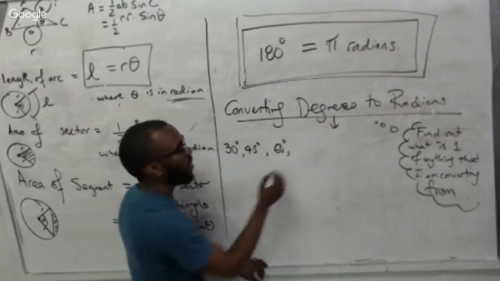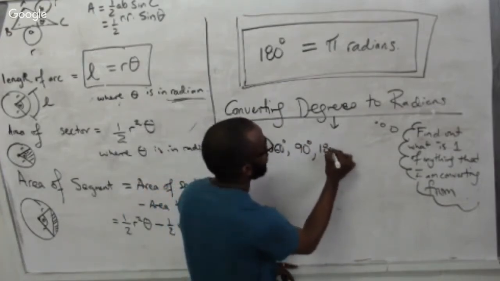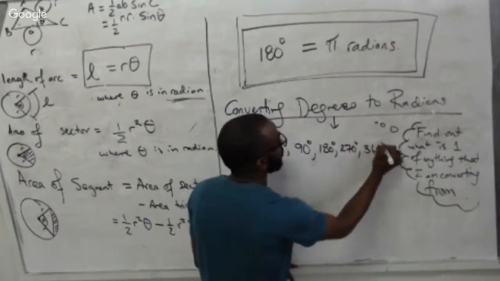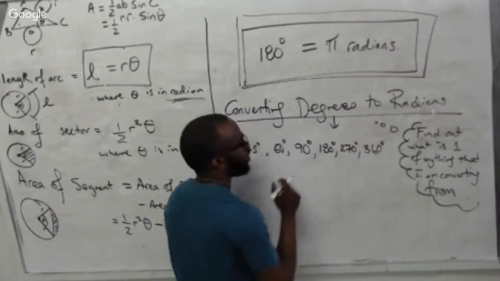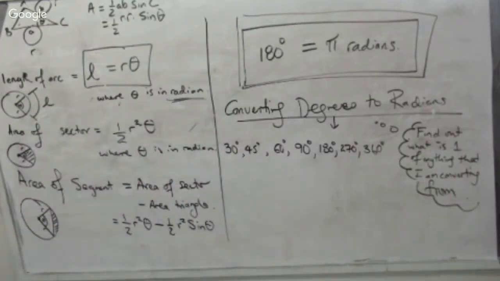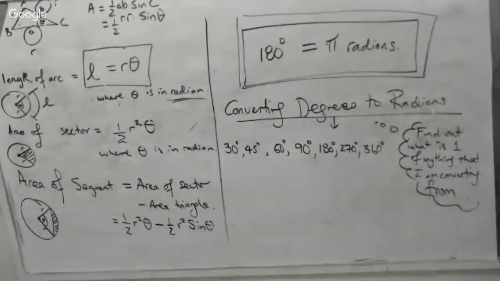But not only that, I want to know what 90, 180, 270, and 360 degrees are. What's the relation between 90, 180, 270, and 360? The difference is 90. So I start with 90, go up by 90, go up by another 90, and another 90.